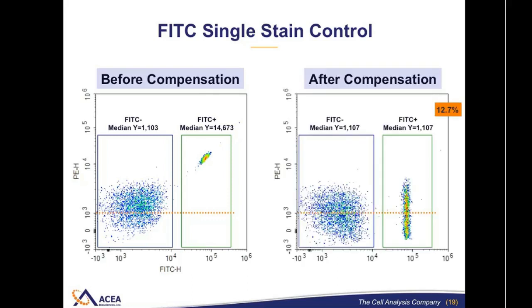So this plot shows what the data look like after compensation. You can see that the median Y values are now matching, both around 1,000. So the FITC spillover into PE has been eliminated. And in this case, the value by which the spillover was reduced was 12.7%.